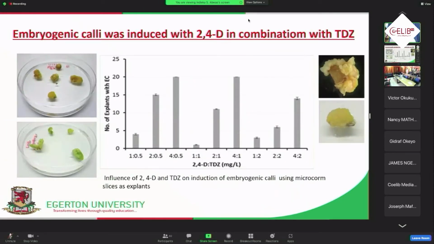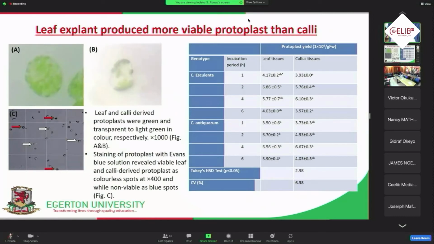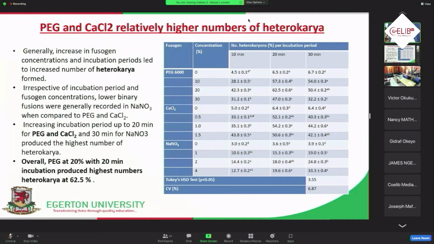Just to quickly look at the results, we found that 2,4-D and TDZ were excellent, at either the level of 2 or 4 milligrams for 2,4-D in combination with TDZ, giving good quality. When it comes to production of the protoplast, we realized there was a trend: the longer we incubated, the lower the yield. And the leaf tissue was giving us the best protoplast yield and quality, unlike the callus.